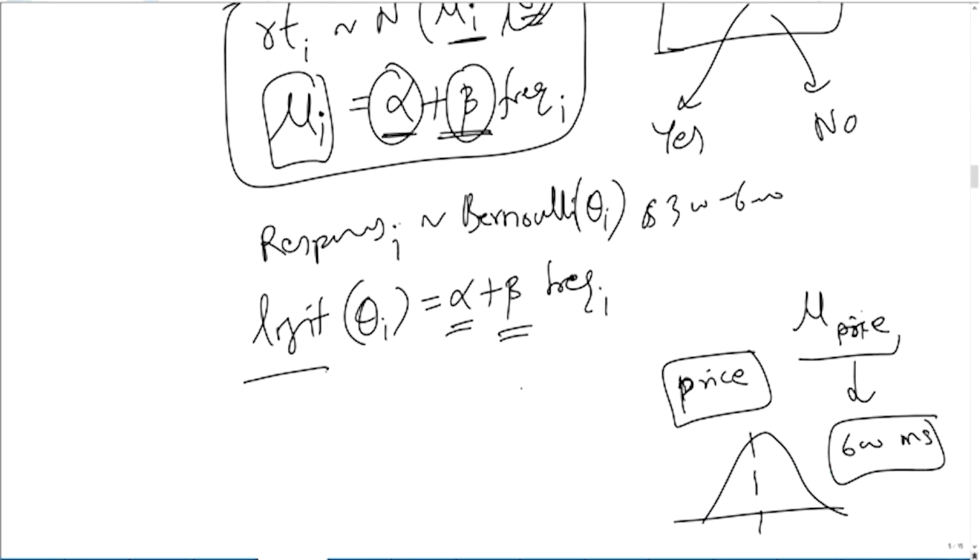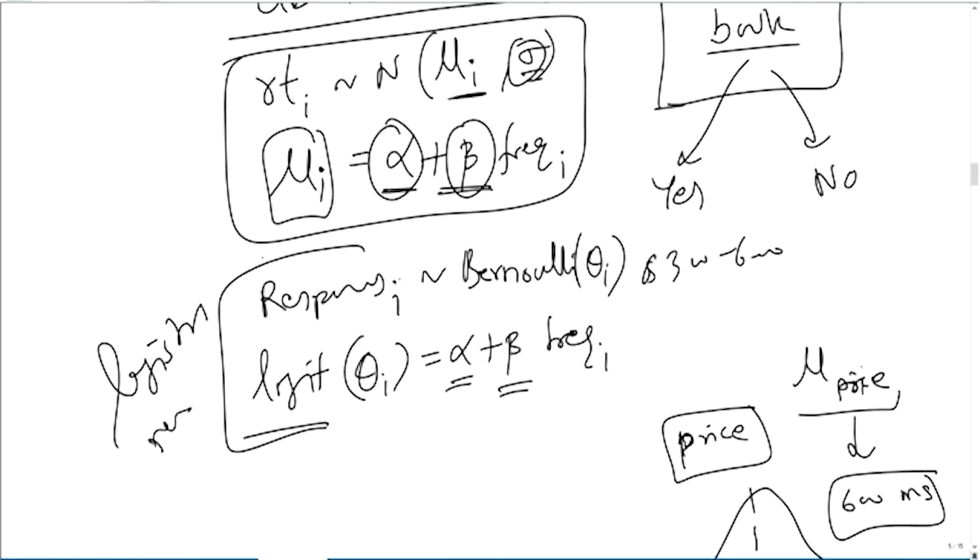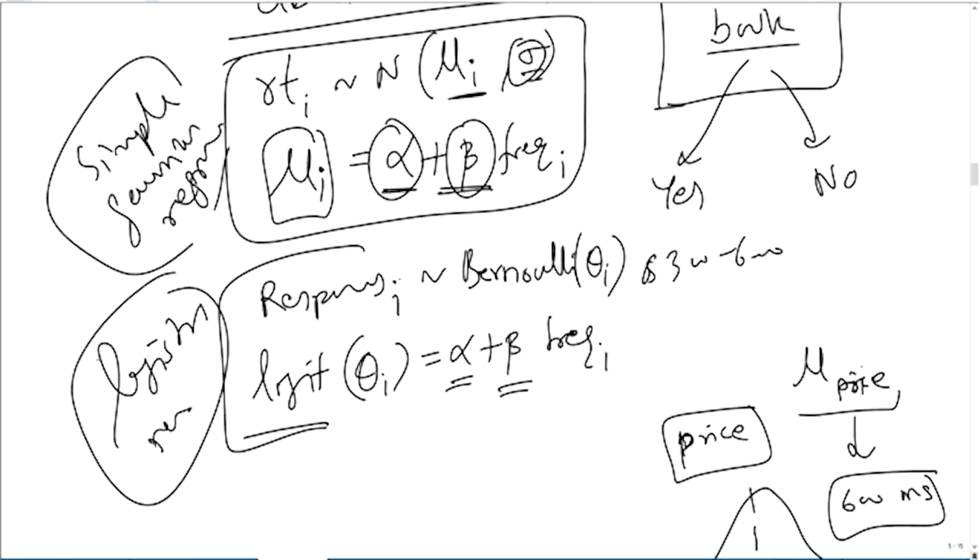Okay. So this is how you can define a logistic regression. This is a logistic regression. You can call this one a simple Gaussian regression. Depending on the likelihood, you can name these regressions, but the underlying idea remains the same. Let us see how we implement these models in R using the brms package.